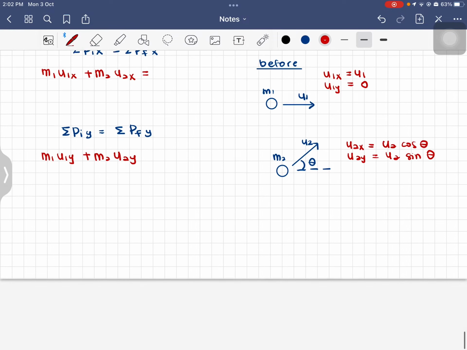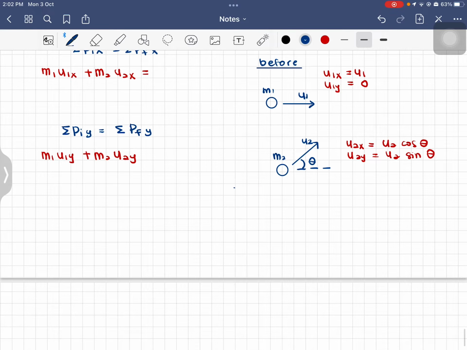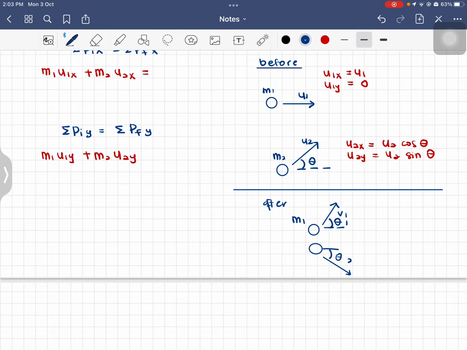Alright, let's say after the collision. What happened after the collision? Let's say after collision. Alright, after. Okay, what happened here? Your M1 is going this way. This is V1. Dia ada theta kat sini lah. Theta 1. This is M1. And your M2 is going that way. Dia patah balik. So, you will have theta 2 here. And this is your V2.